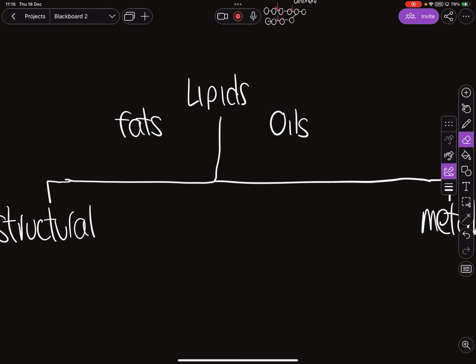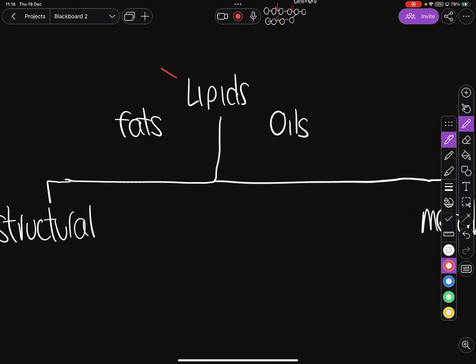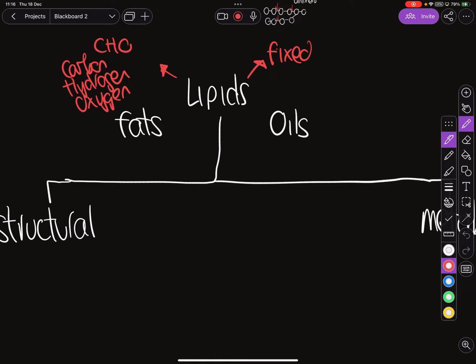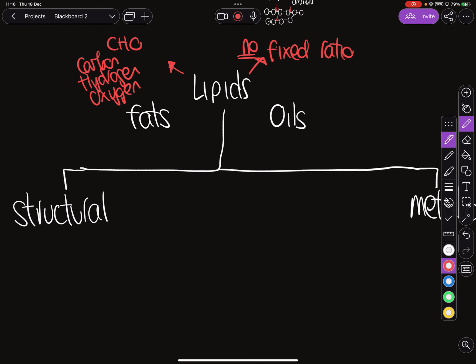So just to begin with, we need to be aware that lipids, their elements in there are again C, H and O. So we know that the C is carbon, H is hydrogen, and O is oxygen. We knew from carbohydrates that they were in a fixed ratio. So they had the formula CxH2OY. We don't have that general formula now. So here there is no fixed ratio for their arrangement. So that's one difference between carbohydrates and lipids. Same elements, but just different arrangements.